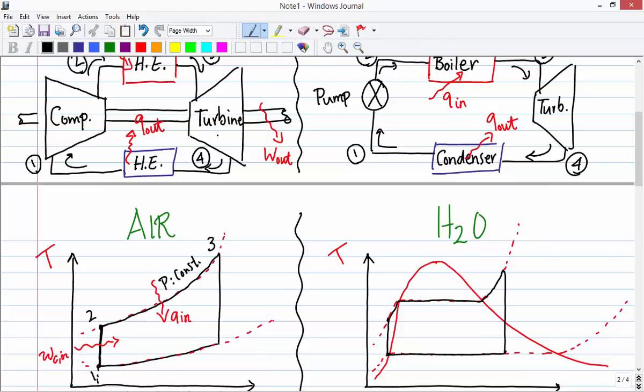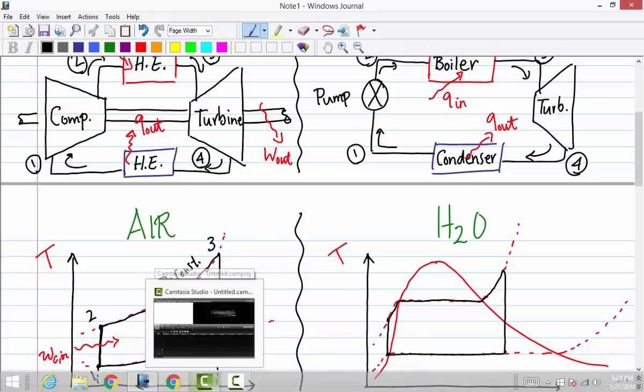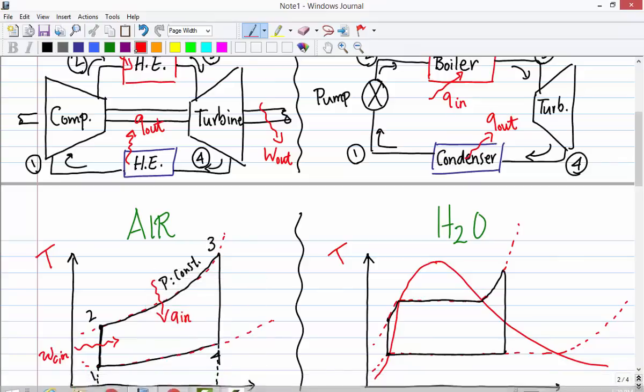Then let's go to the turbine, and likewise, as I said in the compressor, we assume in an ideal Brayton cycle, the expansion would be isentropic. So point 3 would be exactly on top of point 4, right? So entropy would be constant, and the turbine is doing work, so we get this work out. That would be W turbine out.